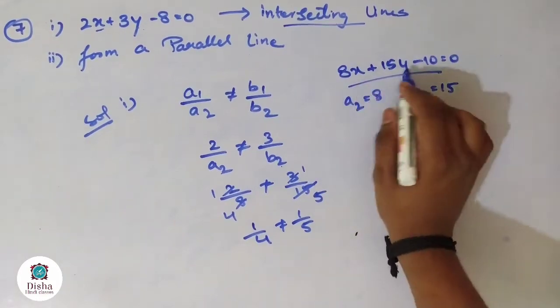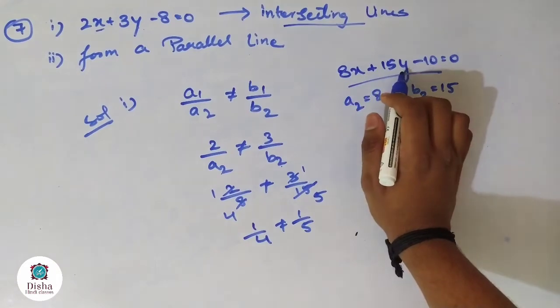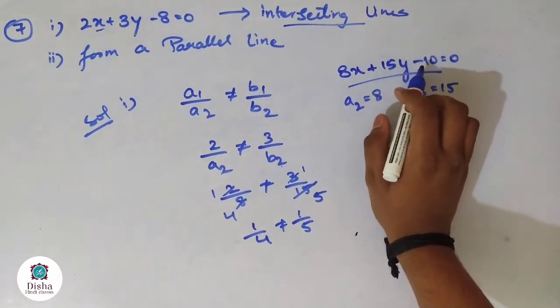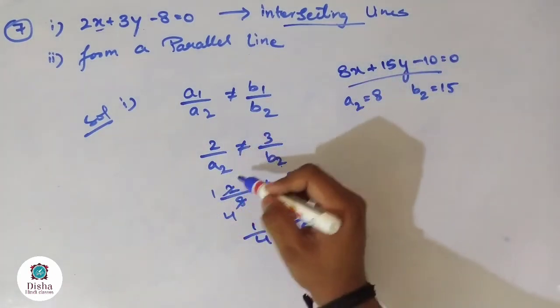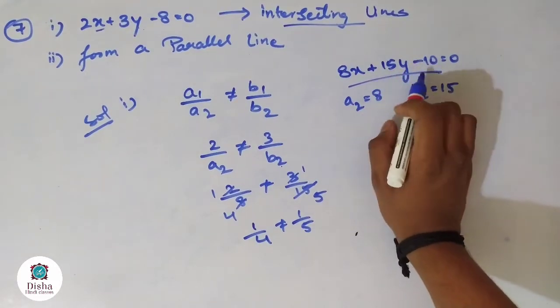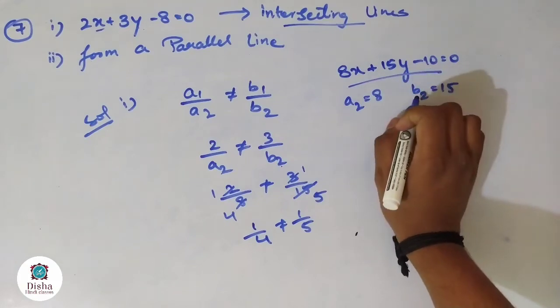Here you can write any equation. You can write 10x plus 50y, 100x plus 200y. You can write anything. You can't write 200y, you can write 500y. Okay, so the ratio should not be such that these two get equal. So therefore you can do it on your own also. You can write any equation of your own. So I have written 8x plus 15y minus 10 equals 0.